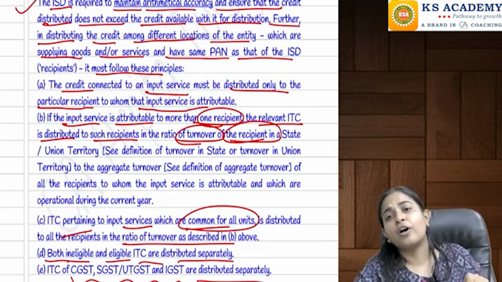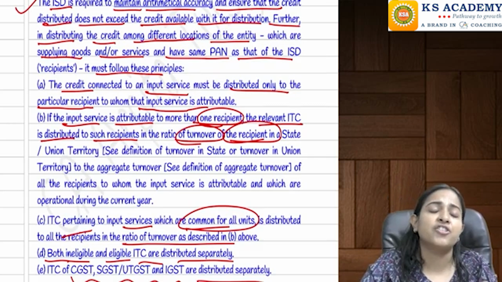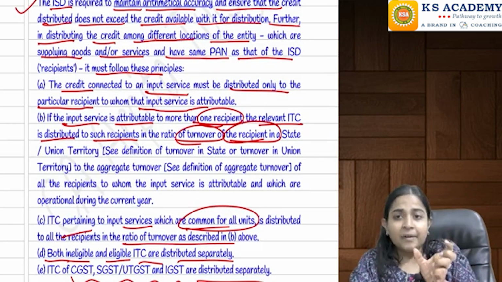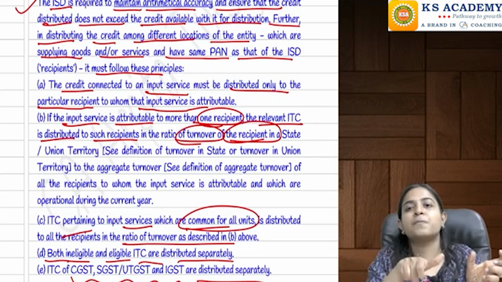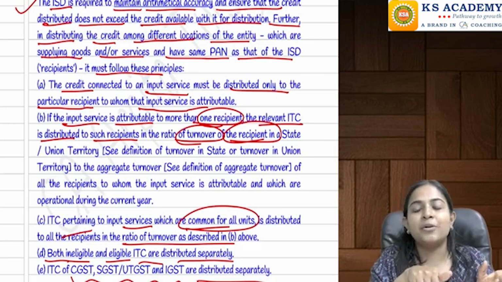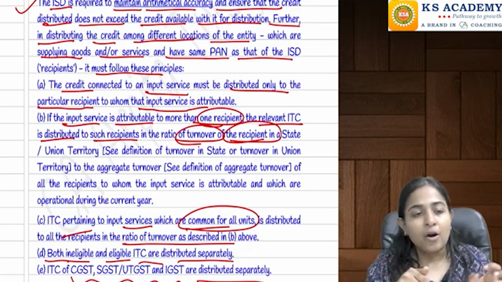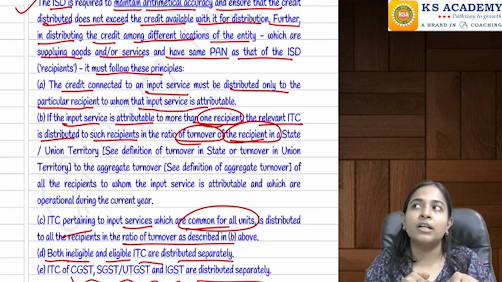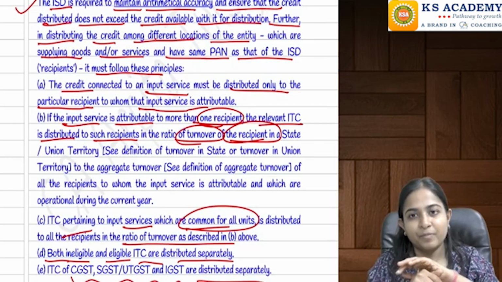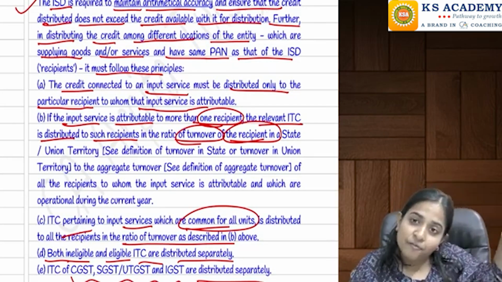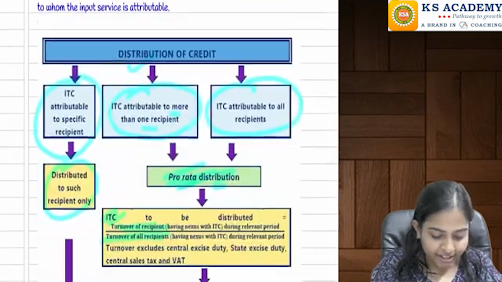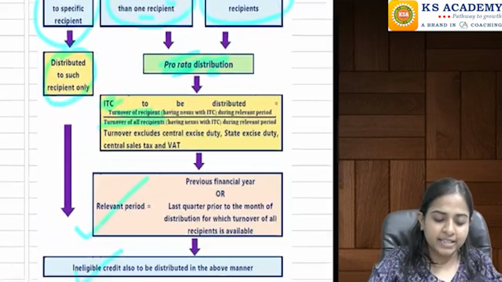But if figures for the preceding financial year are not available, then take the last quarter of this particular month. Okay, let's say we are distributing the credit for the month of November. Then take the figures for the quarter of July to September of this particular year only. If the figures of the previous financial year are not available, that is given here in the table. Can you see this, everyone? This table?